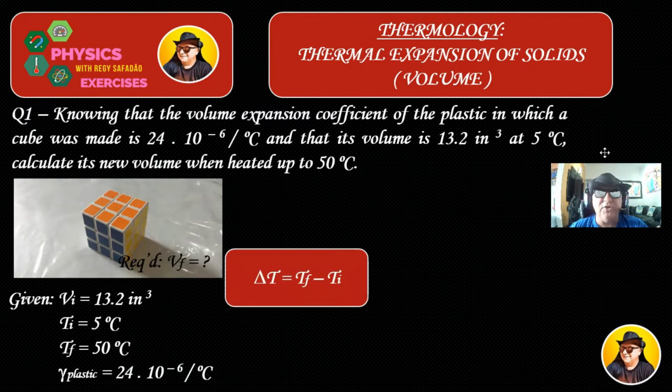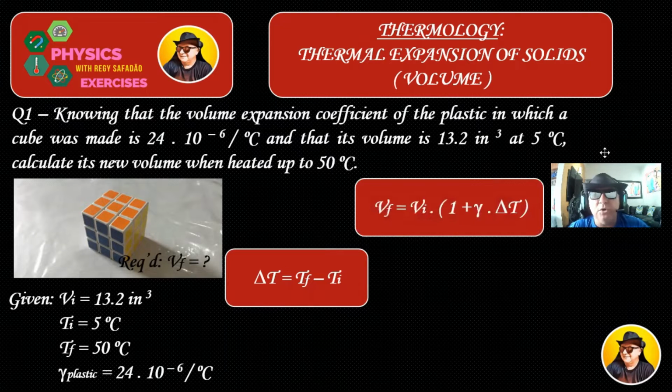Okay, well, at first I like to calculate the change in temperature. All right, so the change in temperature is the final temperature minus the initial temperature, always done like this. And then we are going to calculate the final volume, all right, by this formula. Let's see. So the change in temperature is 50 minus 5. It gives 45 Celsius degrees, okay?